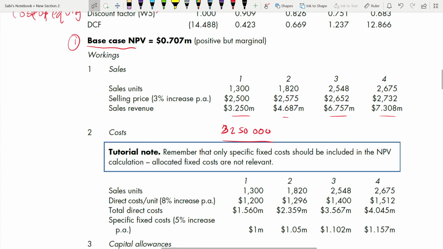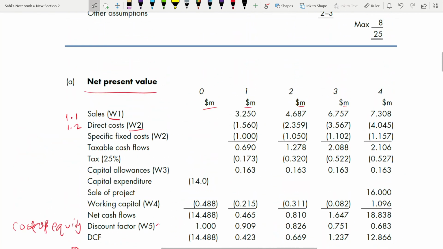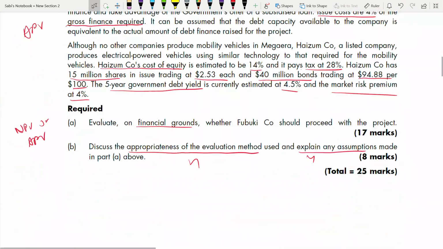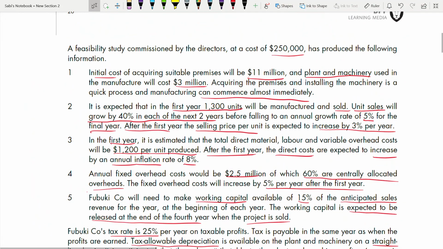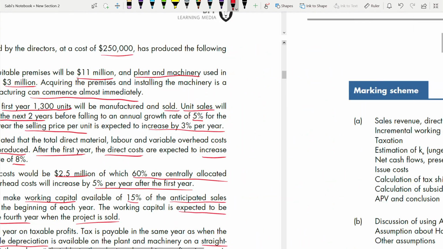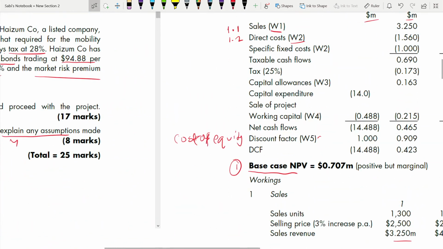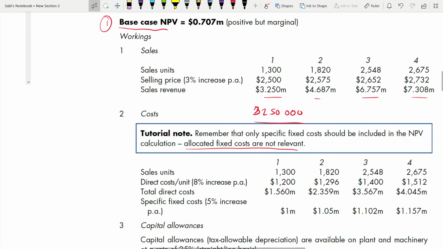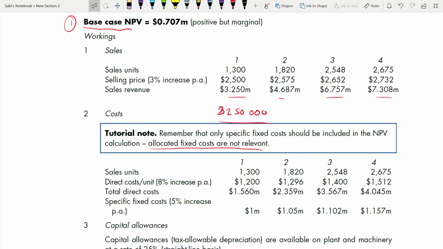Coming to the cost, there's a note. Always read the tutorial note. Okay, remember that only specific fixed cost should be included in the net present value calculation. Allocated fixed costs are not relevant. Allocated fixed costs will go to the case study. Now let us go to point number 4. Annual fixed overhead will be 2.5, of which 60% are centrally allocated overheads. Net present value only cares about what? It doesn't care about allocated overhead costs. It is eliminated. Omitted. It's not a relevant cost. For net present value, only specific fixed cost.